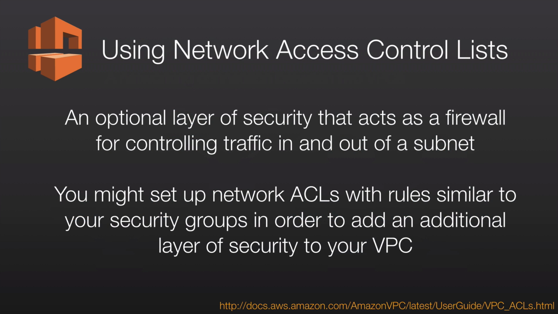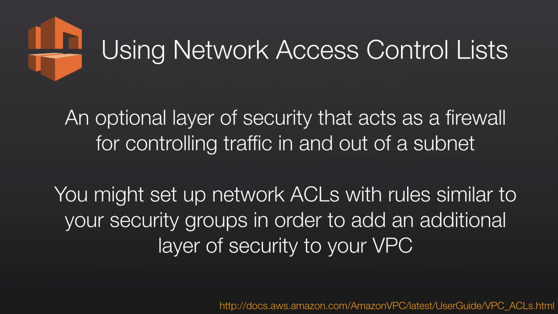I want to focus in a little bit during today's session on network ACLs. These are an optional layer of security that acts as a firewall that you can use for controlling traffic in and out of subnets within your VPC. You might set these up with rules similar to your security groups in order to add an additional layer of security to your VPC. You can find more details on VPC ACLs if you follow the URL that you can see at the bottom of this slide.